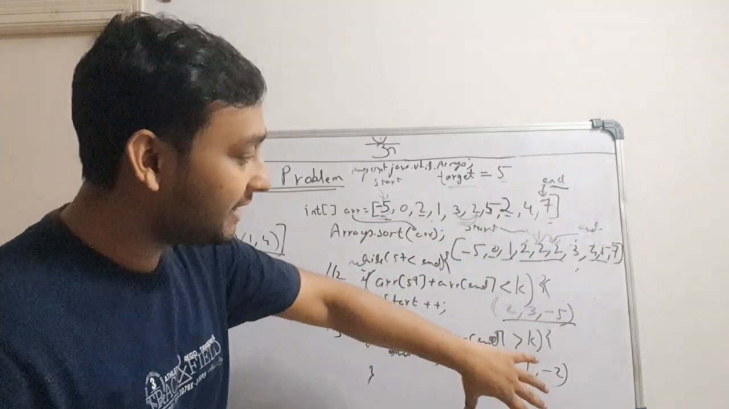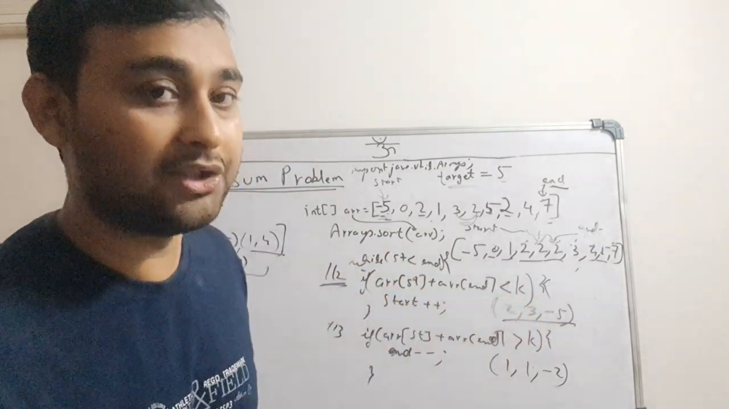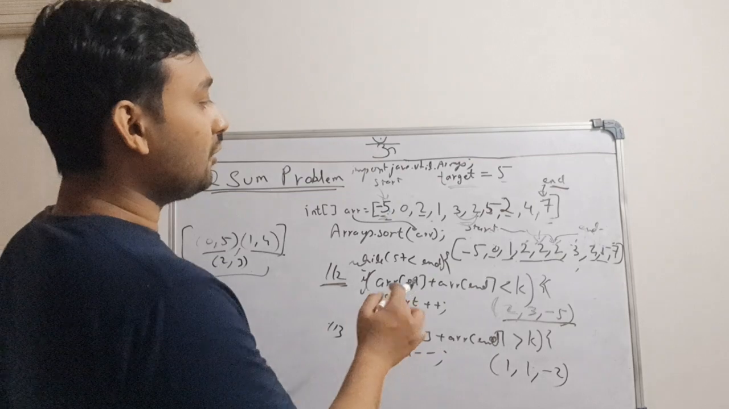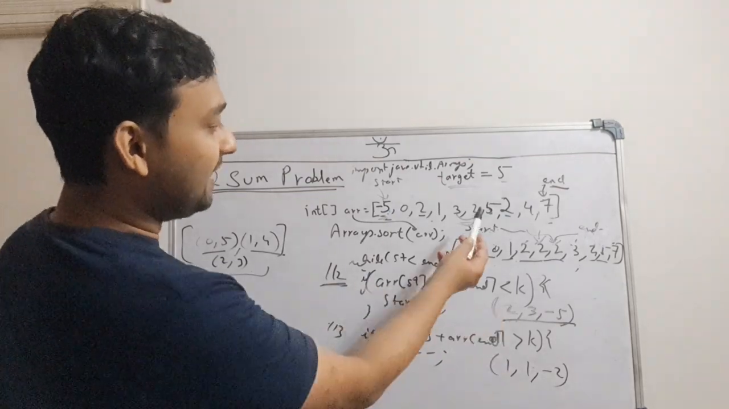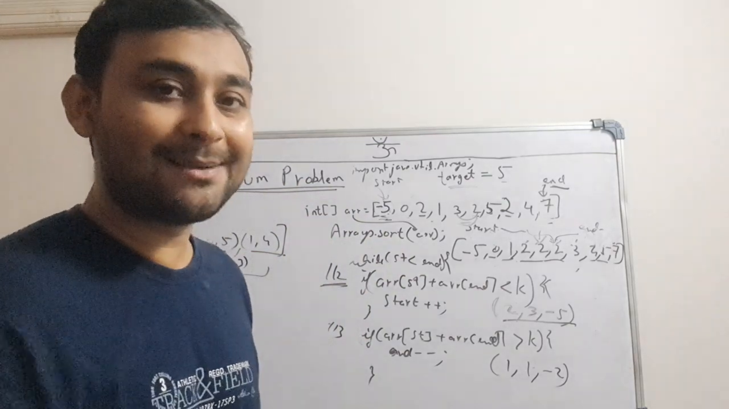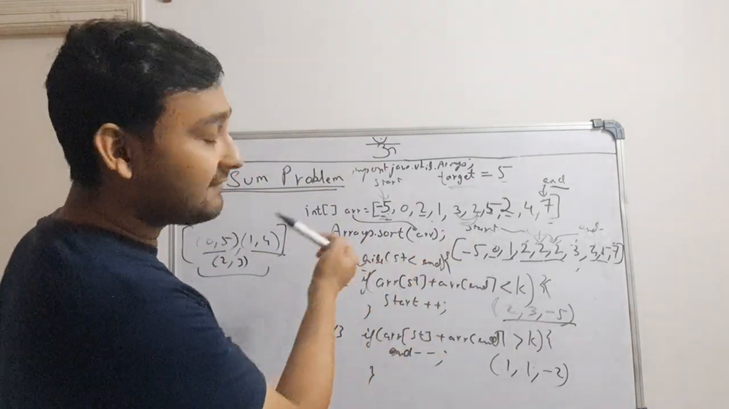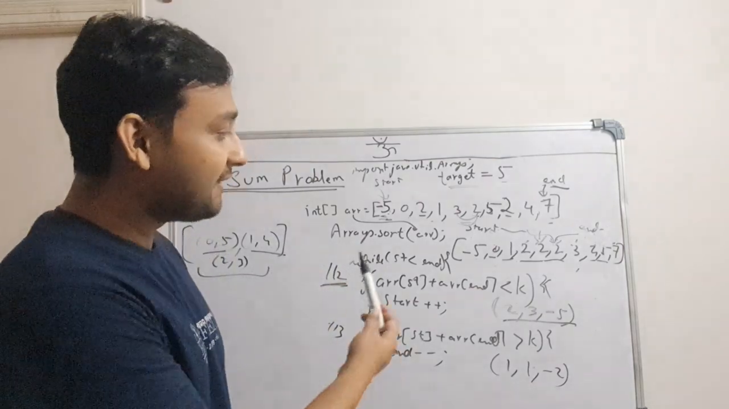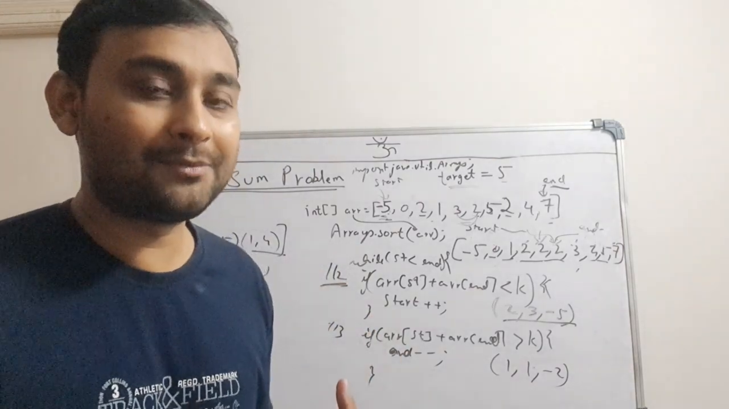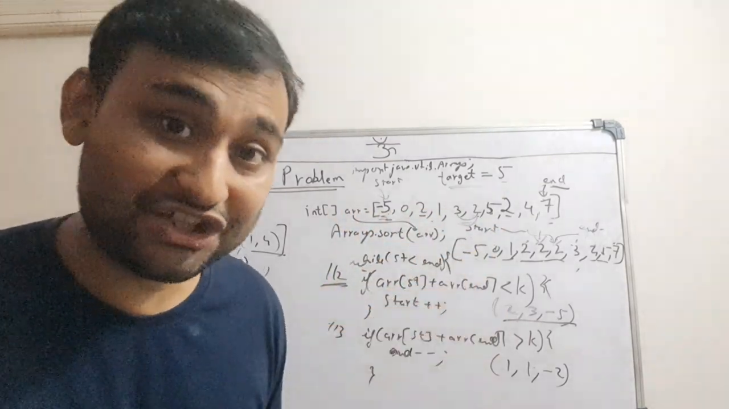You have to create triplets in such a way that the sum of all the elements will be equal to 0. That is my answer. What can be other answers? It can be 5, 0, minus 5. This can be one of the answers again. Why? 5 plus 0 is 5 and 5 minus 5 is 0. So this we have to solve. This is the 3 sum problem because there are 3 elements we have to add and check whether it is equal to 0 or not.